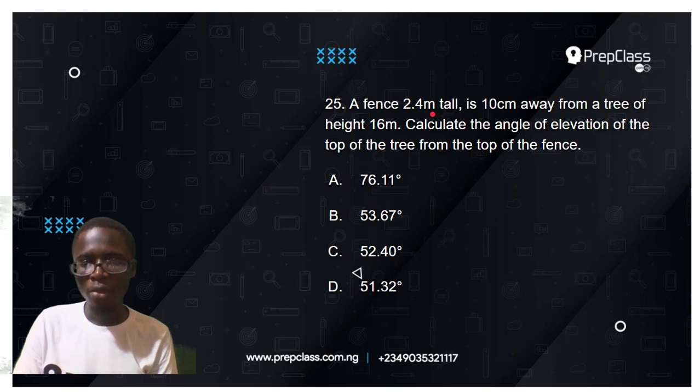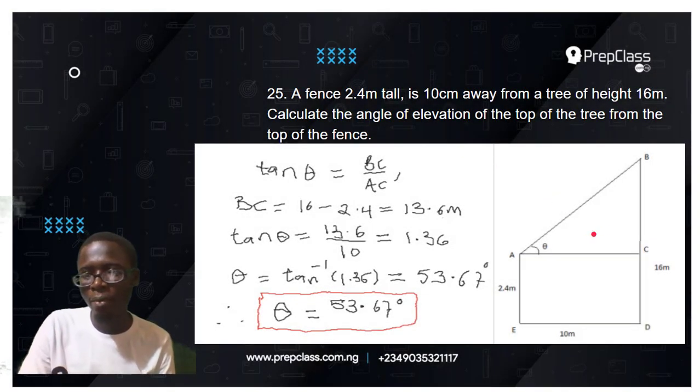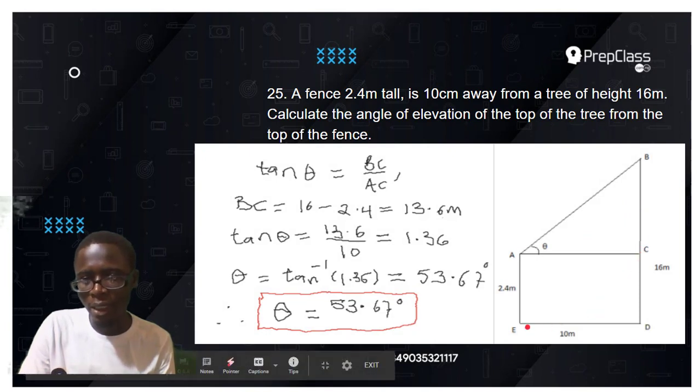So you have to be very careful. 2.4 meter tall, the fence, and it is away from a tree, 10 meter, and the tree is 16 meters high. So calculate the angle of elevation of the tree from the top of the fence. When we look at this diagram, it simplifies the whole thing. This is our fence, which is 2.4 meters. And this happens to be our tree, which is 16 meters high. And of course, the fence is away from the tree by 10 meters. So you see this is the interpretation.